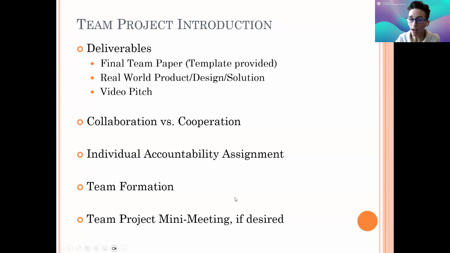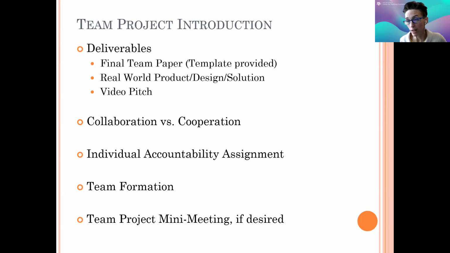Team formation is going to happen through a tool in Perceptive. You're going to fill out a survey where you share your availability. You're going to rank topic ideas in your order of interest from most interested to least interested. And then you're going to answer some questions about your work styles.